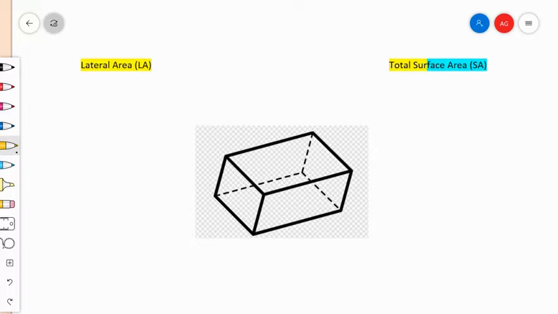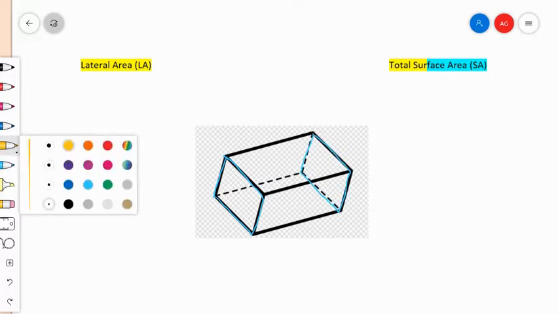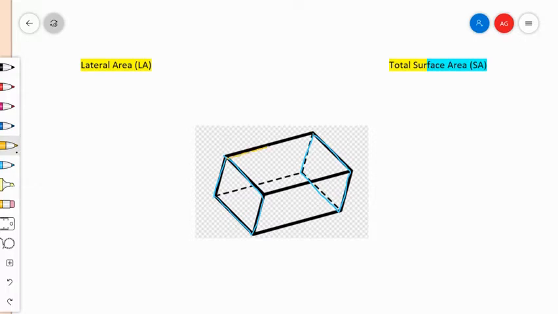For example, in this rectangular prism, if I define this to be my base, here's one base, here's the second base. Then what's going to be considered the lateral is everything else. So we have this top rectangle up here, we have this side one down here, then we have this one in the back, and this bottom one down here. And so that's what we call my lateral area.